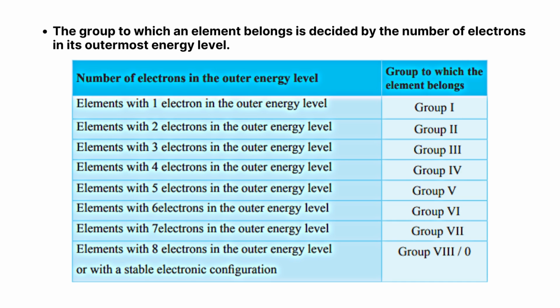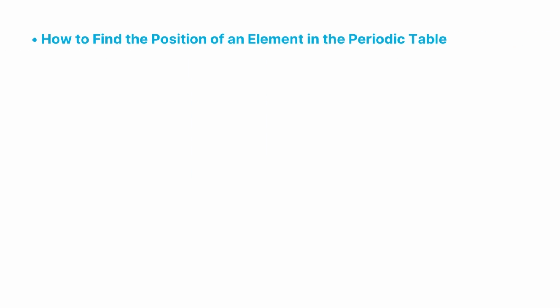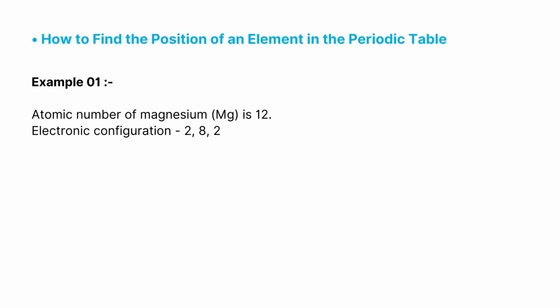So now we have arranged or divided the first 20 elements into periods and groups. We will see how we can identify the position of an element in a periodic table. So for example, if they give you the atomic number of an element. So the atomic number of magnesium is 12. That means there are 12 protons, which is equal to the number of electrons. So there are 12 electrons in an atom of magnesium.